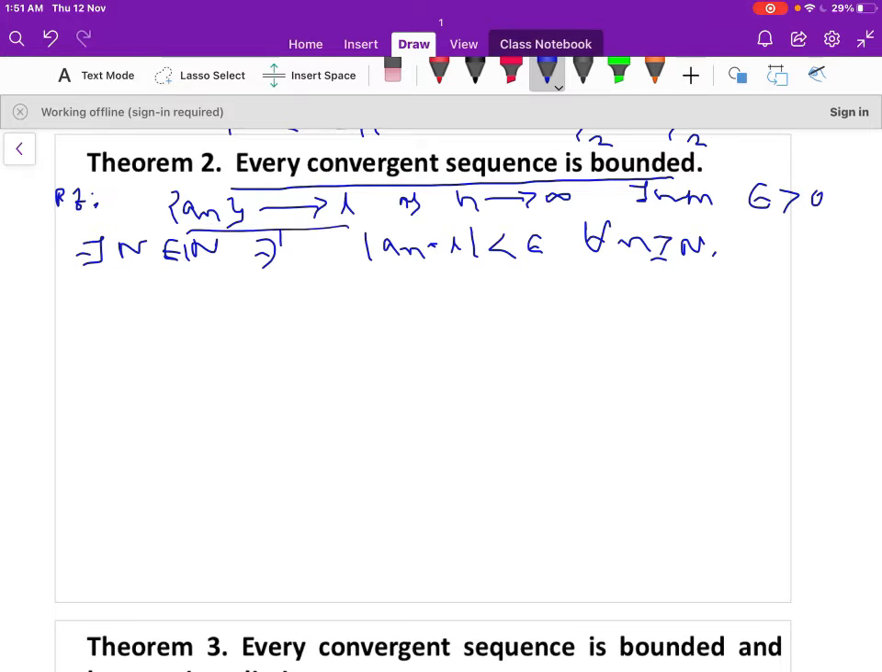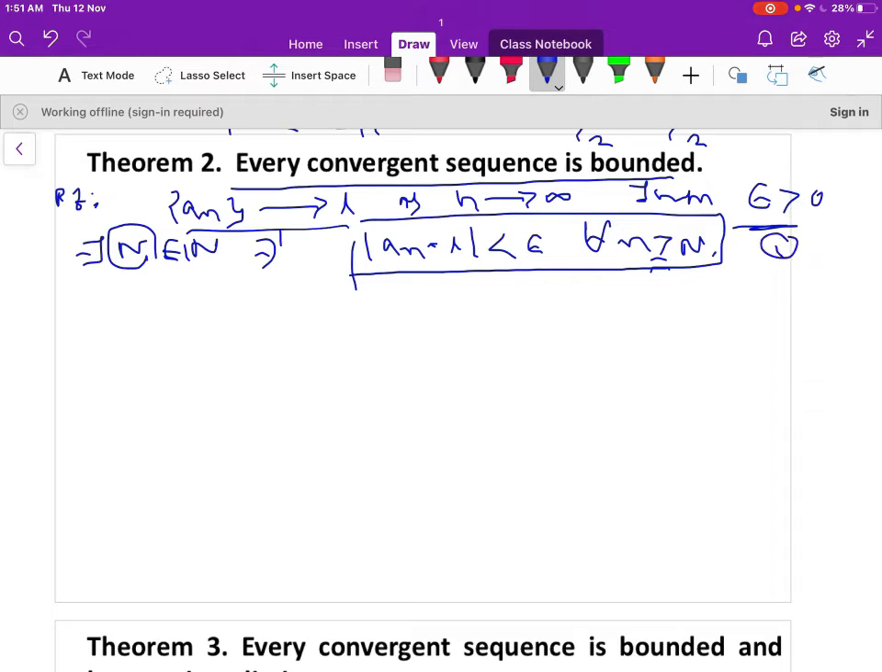Since a_n is a convergent sequence, it converges to L as n tends to infinity. So for any given epsilon positive, there exists N belonging to the natural numbers such that the modulus of a_n minus L is less than epsilon for all n greater than or equal to N. Take it as equation 1.